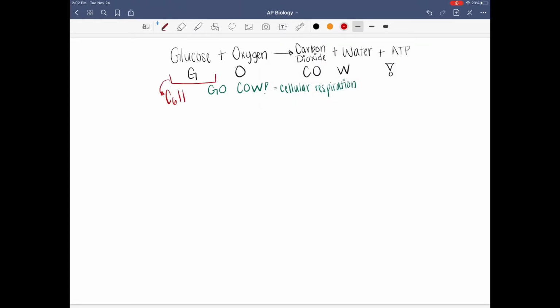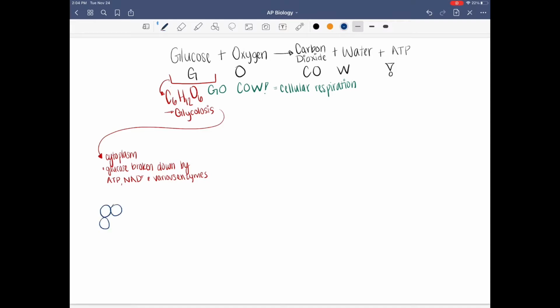Alright, so we're starting with G, the glucose. This is going to come in our first step, which is glycolysis. You have to remember that this is happening in the cytoplasm, and essentially it's the glucose breaking down by ATP and NAD+ and various enzymes. So we start the process out with our 6-carbon molecule, which is glucose. The formula is C6H12O6.